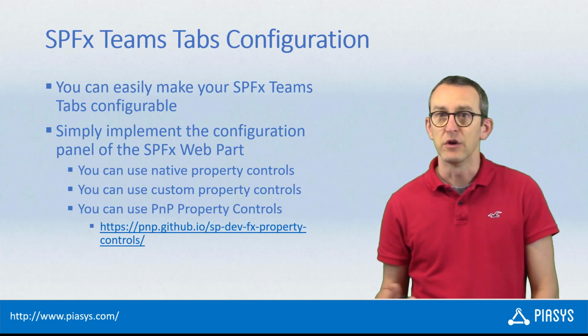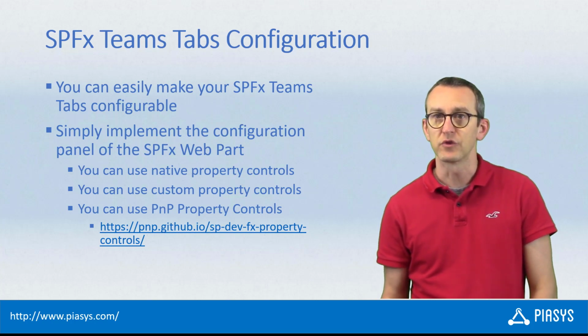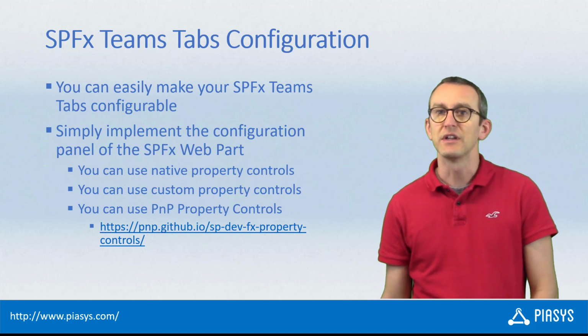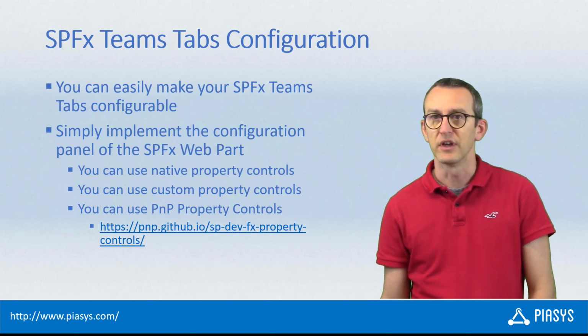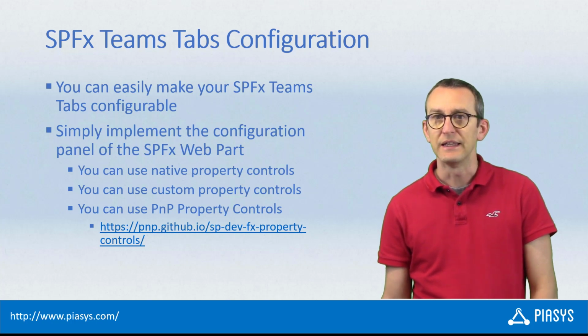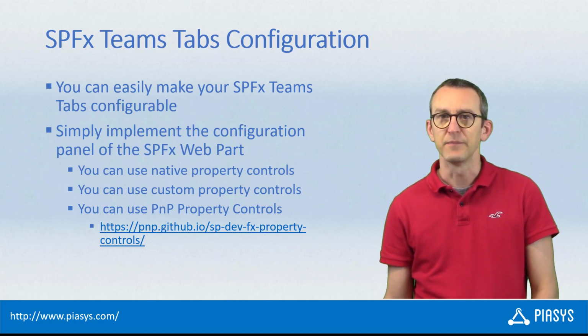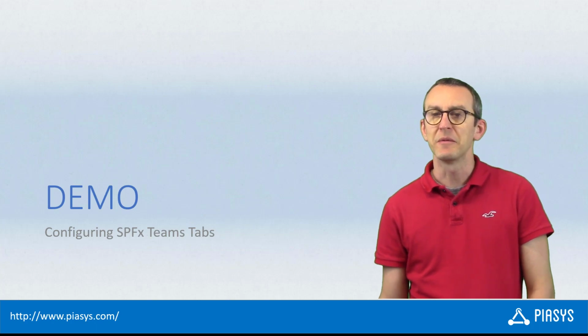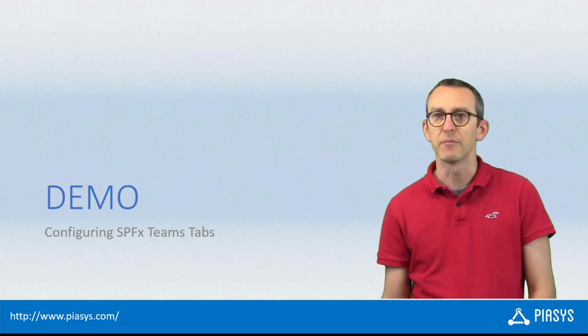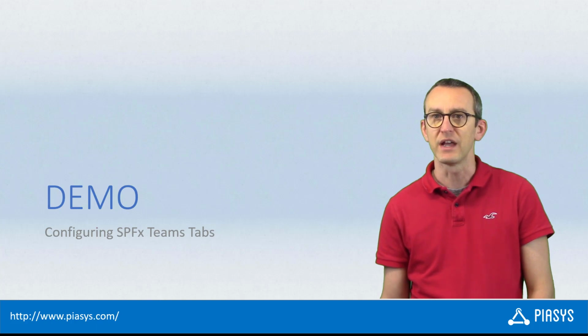You can use your own custom property controls, or why not, you can leverage the already existing open source PnP property controls, which you can find at the GitHub URL that you see on this slide. So let me move to the demo environment and show you in practice how to create a property pane for an SPFx Teams tab.